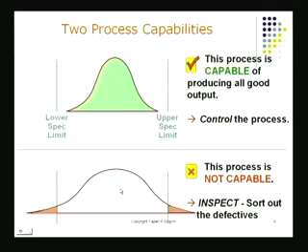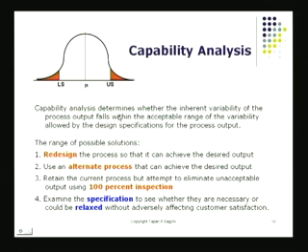This is just to give you an idea of what we are talking about when we talk of capability. The process to be capable has to be wholly within the tolerance. The same picture is shown here. Now, what do we do? What can we do if we've got a process like this?